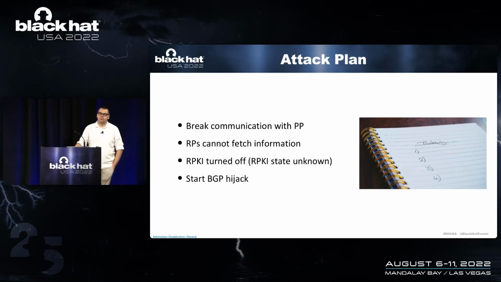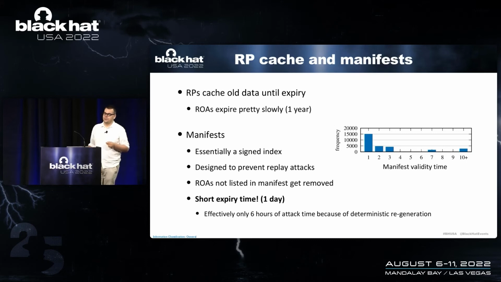So what we want to do is break communication between the relying party and the publication point. Then the relying party can't fetch information. It basically turns off RPKI, and then we can start our BGP hijack. Right. So that's the basic plan.